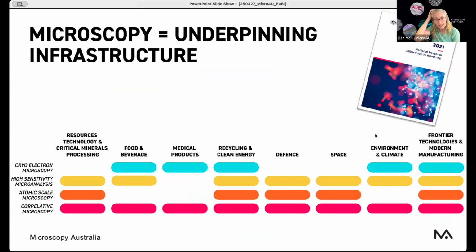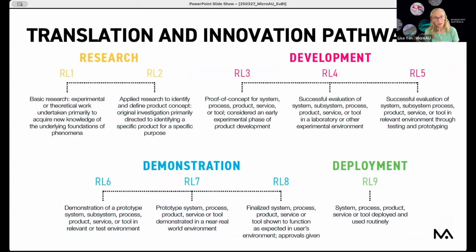Another way that we think about this is when we are responding to roadmaps, we try and think about some of those technology areas and where they're going to make the most impact in terms of research and development. And we've also been doing some work within Australia. There's quite a strong focus on translation and innovation pathways.